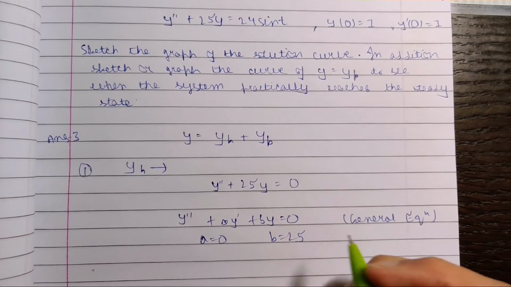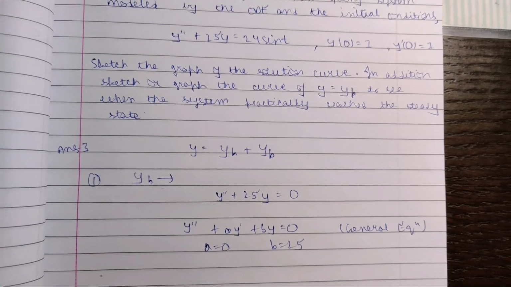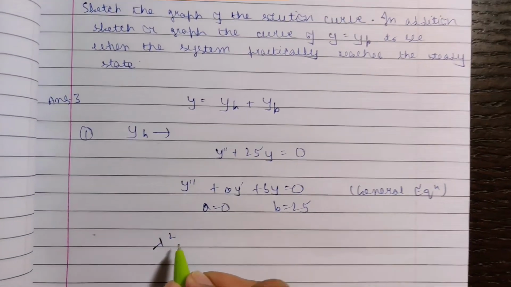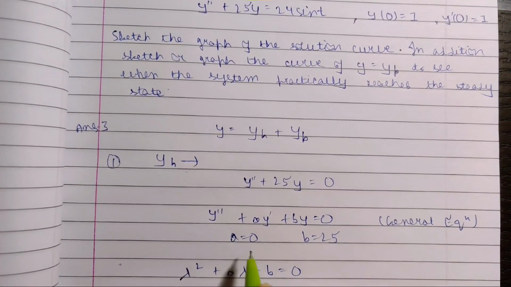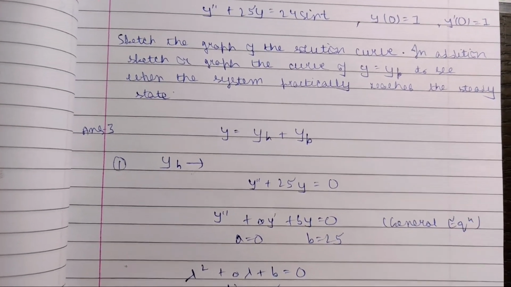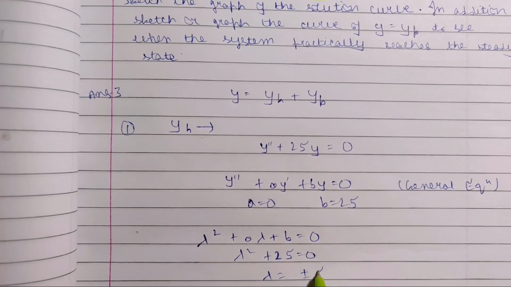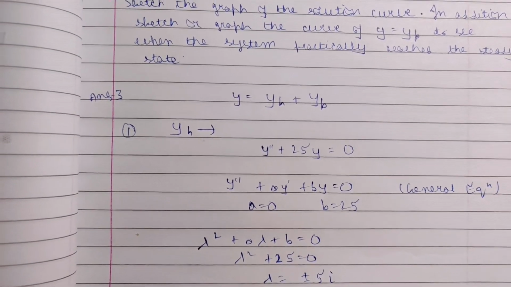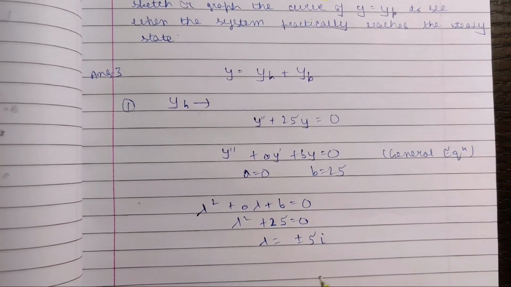So first we need to find its characteristic or auxiliary equation, as it is said. It is of the form lambda square plus a lambda plus b is equal to 0. Substituting a and b, it will be lambda square plus 25 is equal to 0. So lambda is equal to plus minus 5i. So it is of complex form, so the solution is also complex.